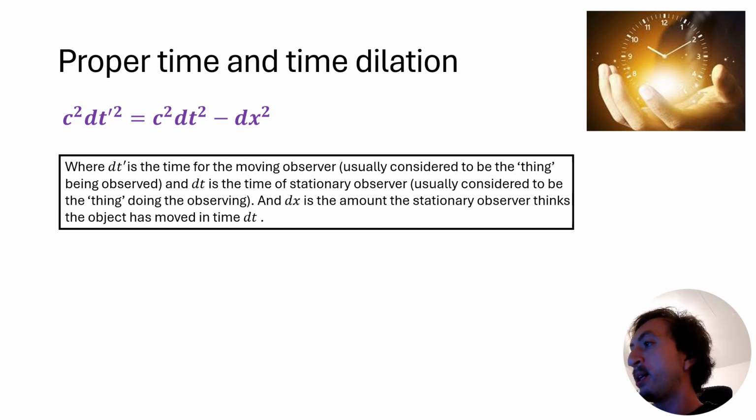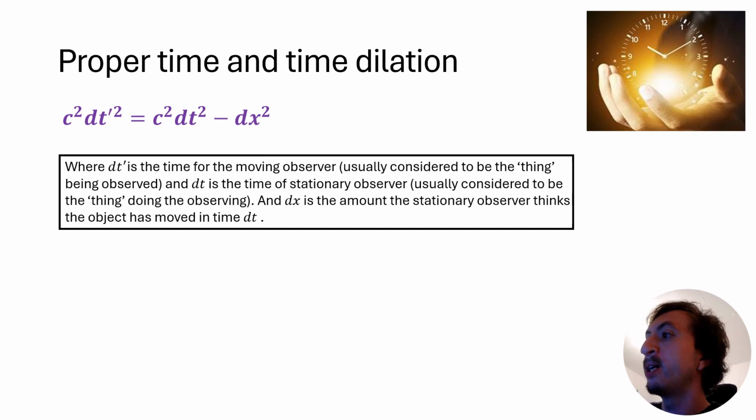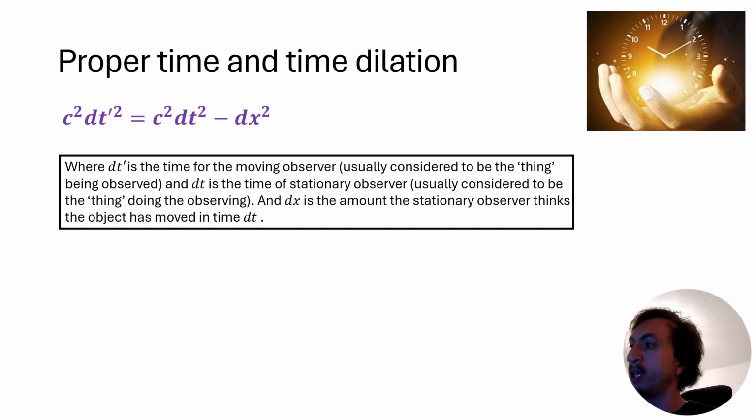dt prime is the time interval between those events. dt is the time interval between those events from the stationary observer's perspective, and dx is the distance between those events in the direction the moving observer is travelling. Because if the events don't seem to occur at any spatial distance relative to the moving observer, then the stationary observer will see one event being at a different location to another. I've gone through that quickly because we talked about that in some detail before.